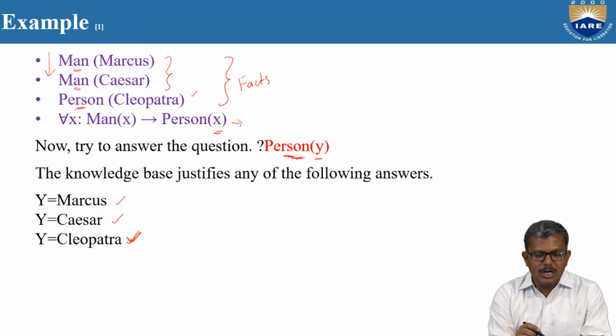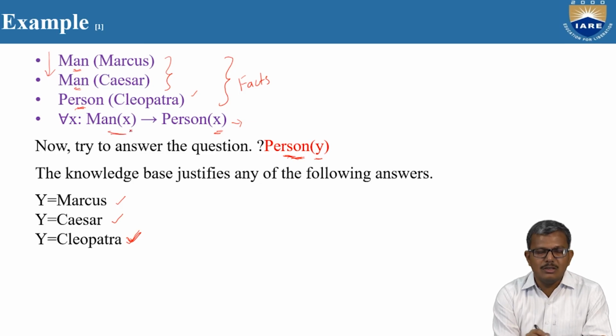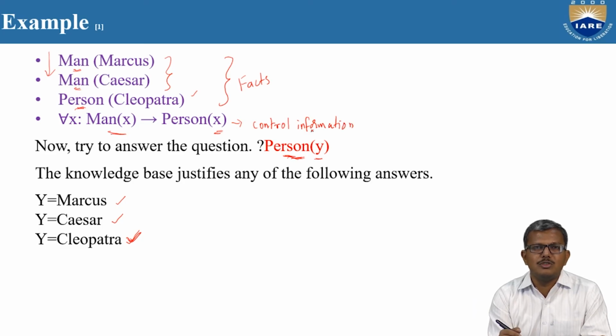Okay, but what happened here? You observe this one. This is even called a control knowledge or control information, we can say. It is control information. This control information we can see only in the predicate procedural knowledge representation. So what this control information is talking about is the person, X.